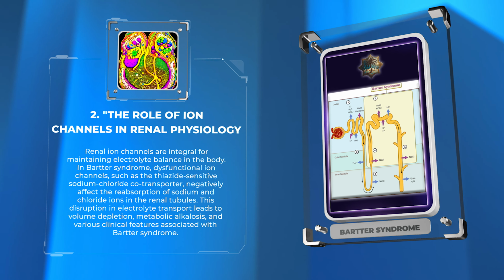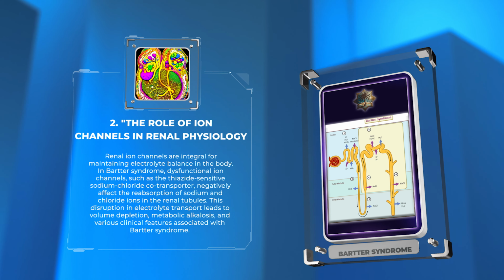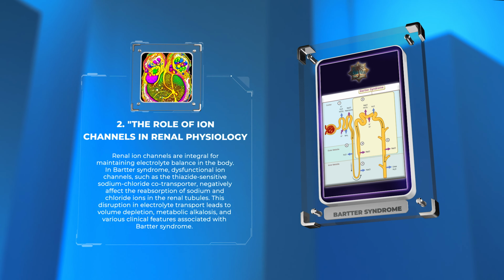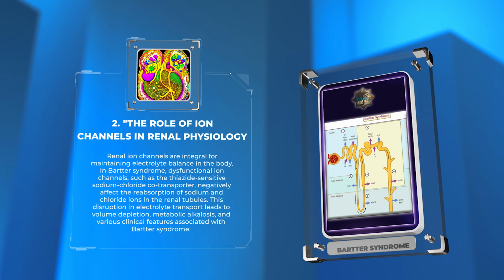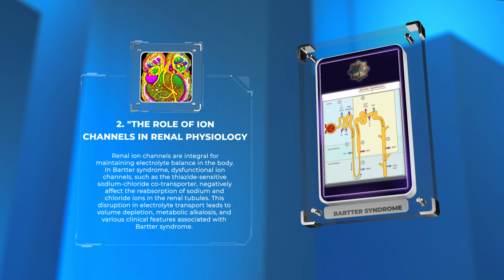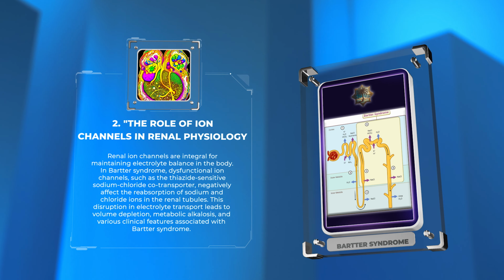In Bartter syndrome, dysfunctional ion channels, such as the thiazide-sensitive sodium chloride cotransporter, negatively affect the reabsorption of sodium and chloride ions in the renal tubules. This disruption in electrolyte transport leads to volume depletion, metabolic alkalosis, and various clinical features associated with Bartter syndrome.